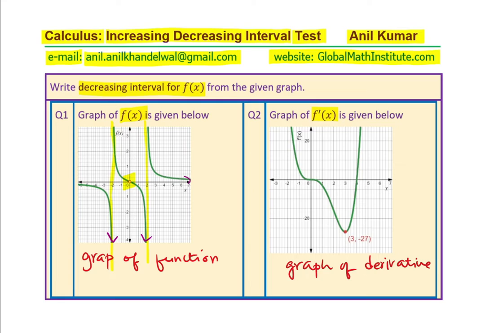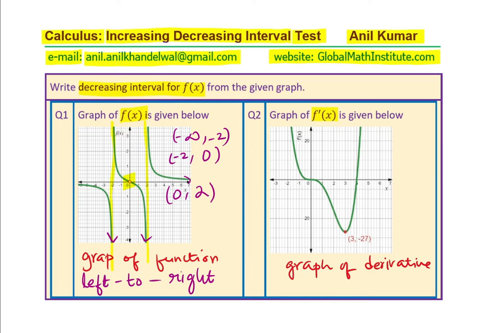Note one thing, that all the graphs should be seen from left to right. Is that clear? And then write down the intervals. So it is from minus infinity to the first discontinuity, which is at minus 2, and then from minus 2 to the second discontinuity, which is 0, and then from 0 to 2, and then from 2 to infinity. So these are the 4 parts which you have to write. You can write union or in between, either one of them. Correct? So that is the interval.